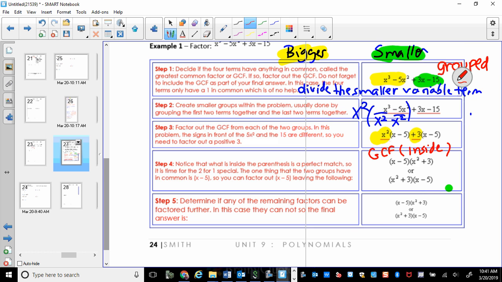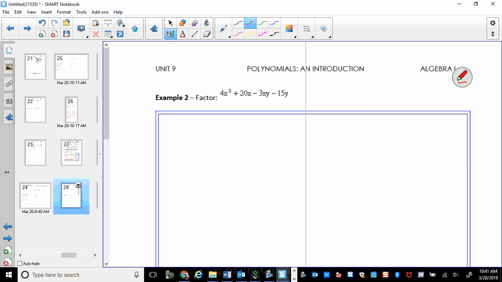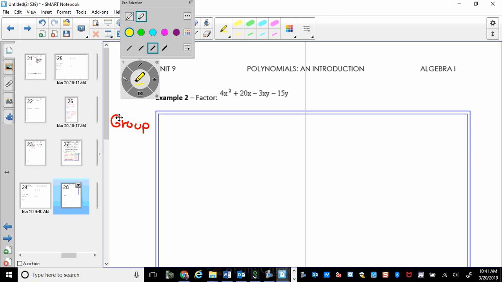Your final answer is going to look something like this. So we're going to do this problem. First thing, we're not going to write anything down yet. We're going to group them. All right? That usually means grouping in order. So here, my first two, grouping. Second two, grouping. And we're going to use all the space from left to right.